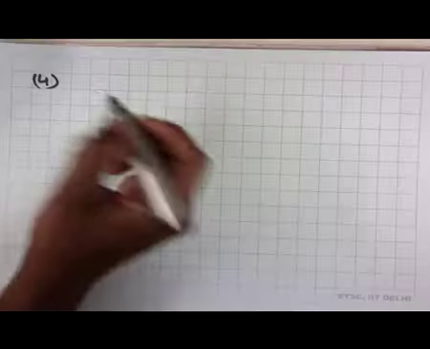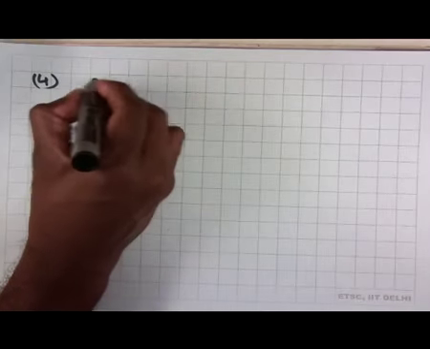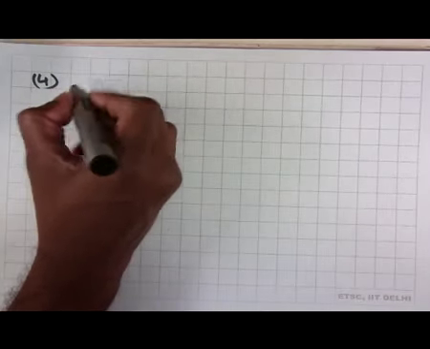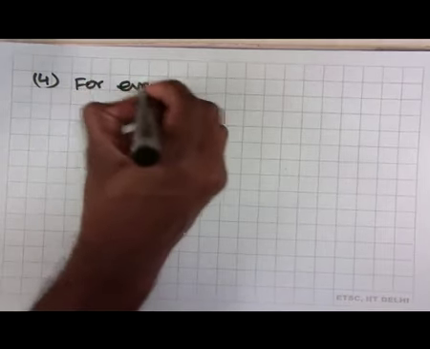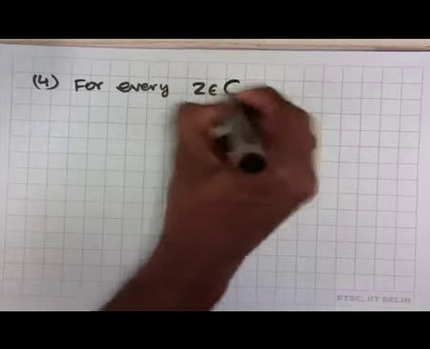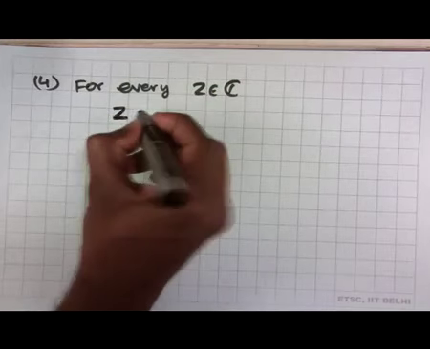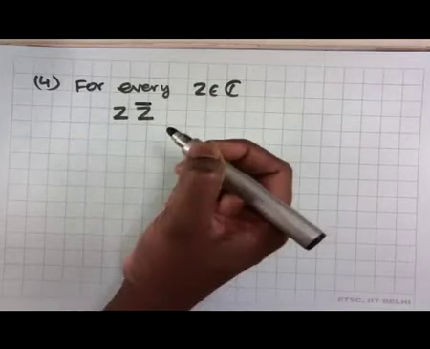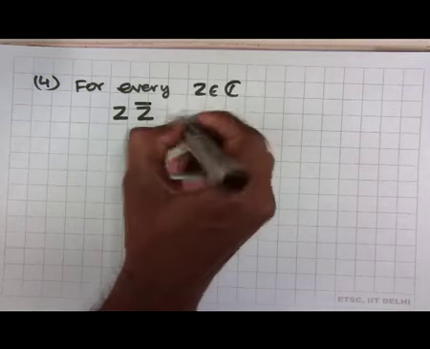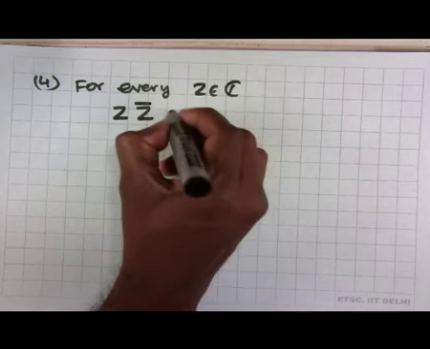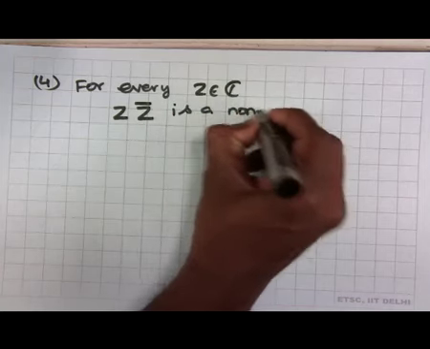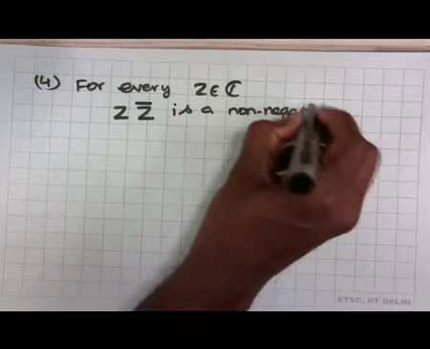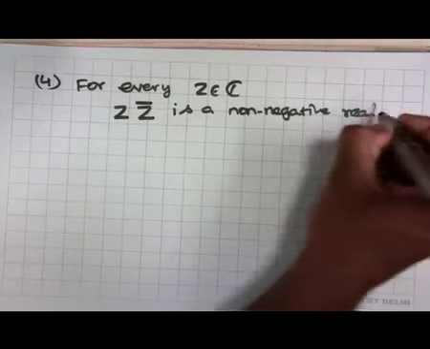Fourth property, that is, it is always that for every Z in complex number, Z into Z bar is always a real number, a non-negative real number.